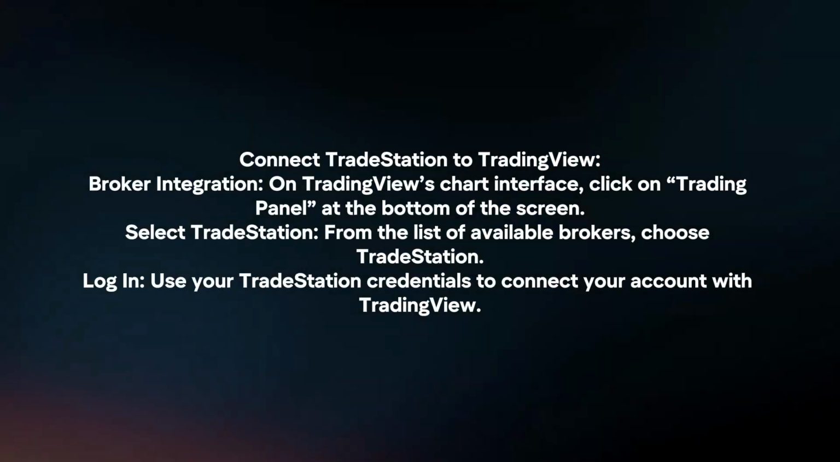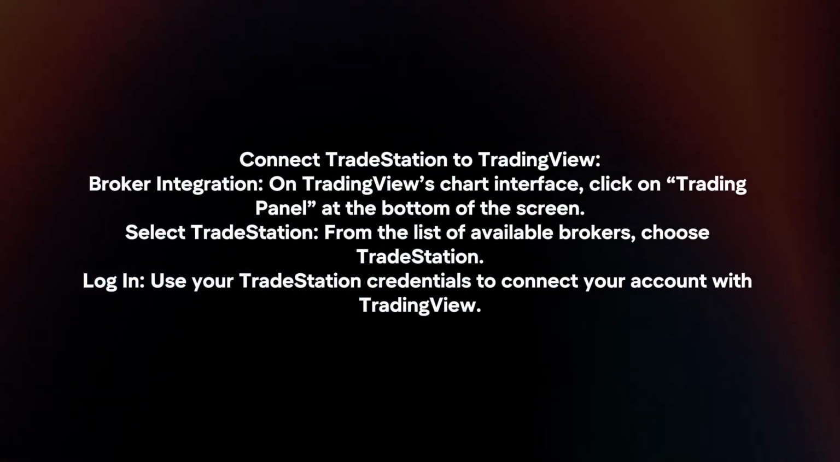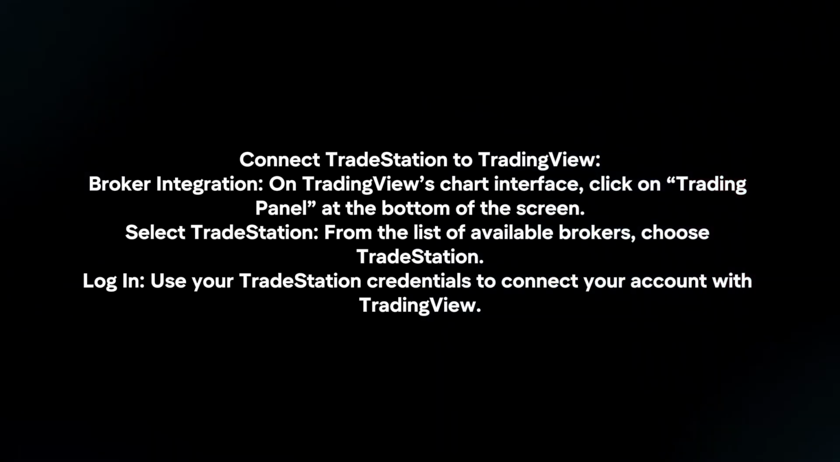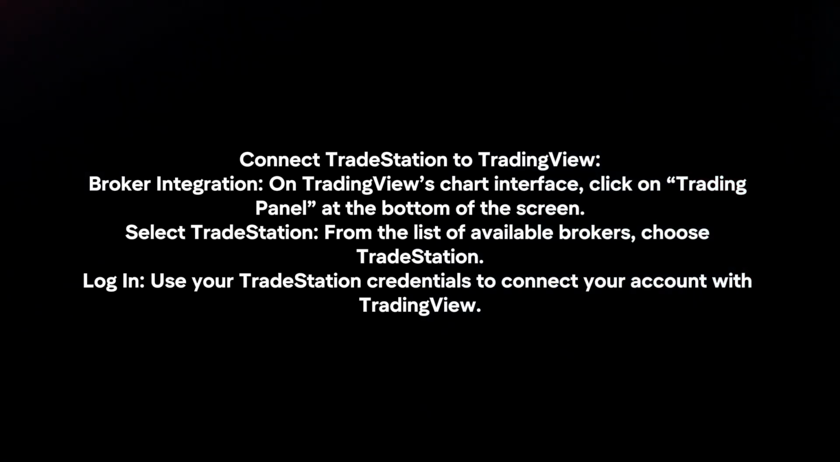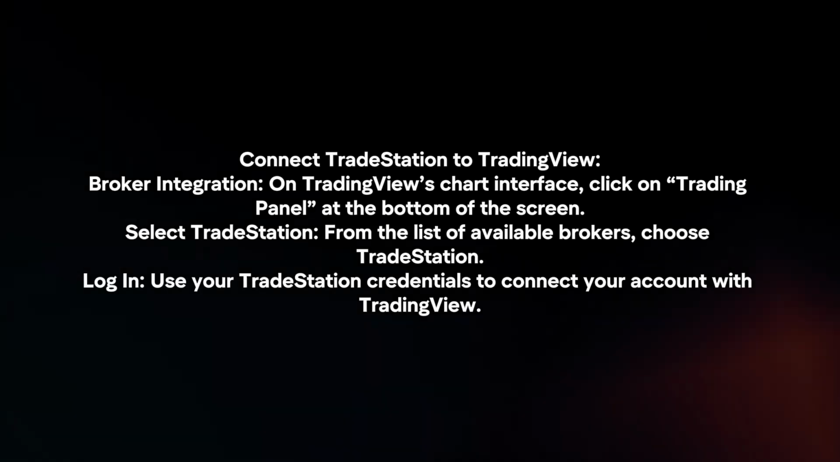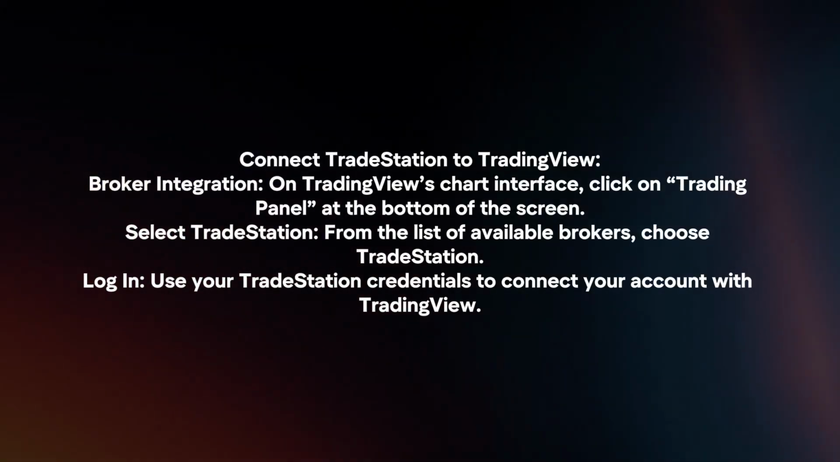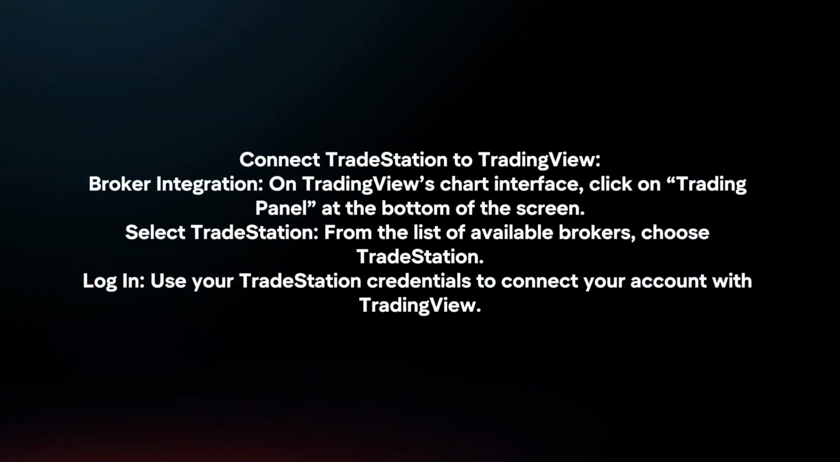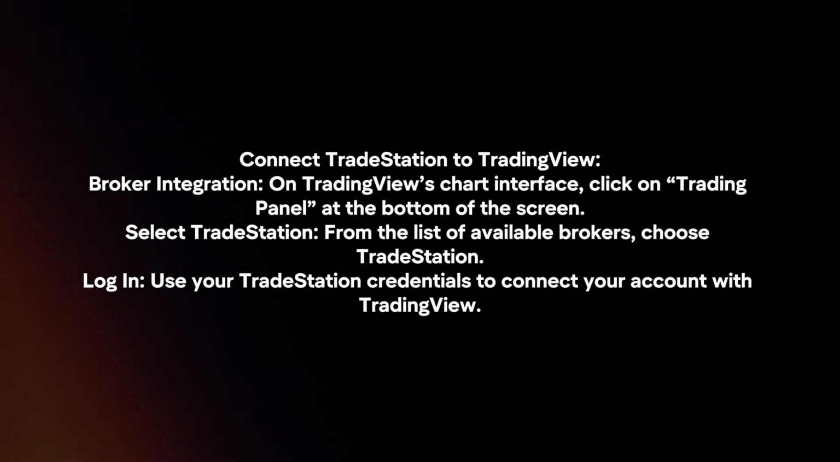Connect TradeStation to TradingView. Broker integration. On TradingView's chart interface, click on the Trading panel at the bottom of the screen. Select TradeStation. From the list of available brokers, choose TradeStation. Log in. Use your TradeStation credentials to connect your account with TradingView.